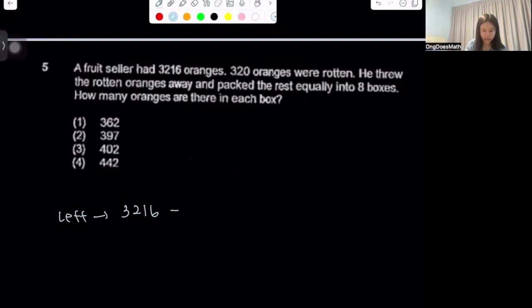So to find out how many oranges were left, we take 3216 minus what was thrown away, which is 320. So that should give you 2896. Out of all these oranges left, you want to pack it into 8 boxes. Then they ask you how many oranges were there in each box. Which means 8 boxes.